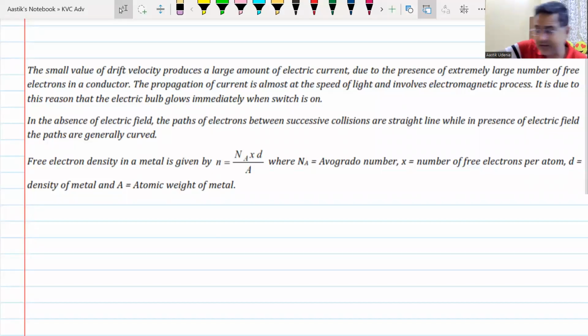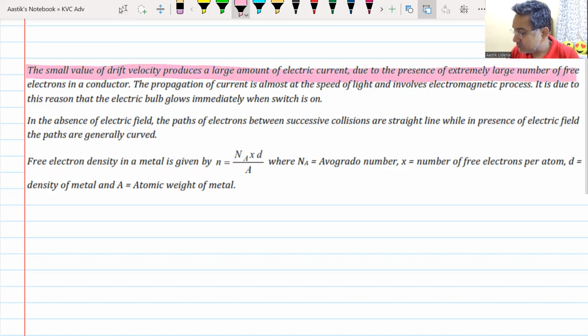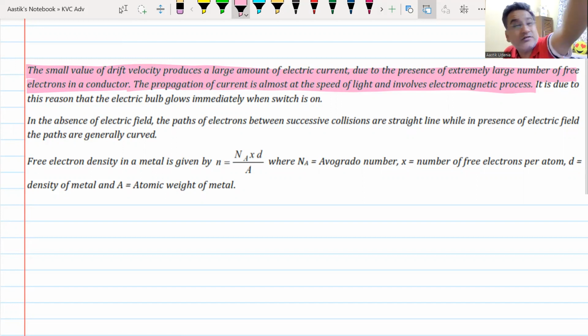Again, these are points that you must understand instead of just writing. Drift velocity is very small, but the number of free electrons is very large, and therefore you have electric current. The propagation of current is almost at the speed of light and involves an electromagnetic process. You will say, sir, drift velocity is so less. If I switch the switch on, the light should take a lot of time to get switched on. But the propagation of current is almost instantaneous. As soon as you put the switch on, the light is switched on. Do we understand this?